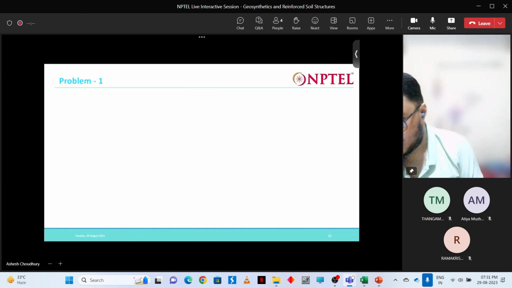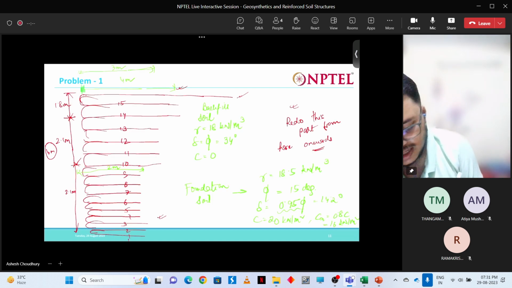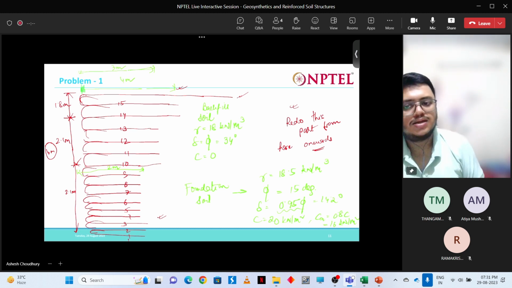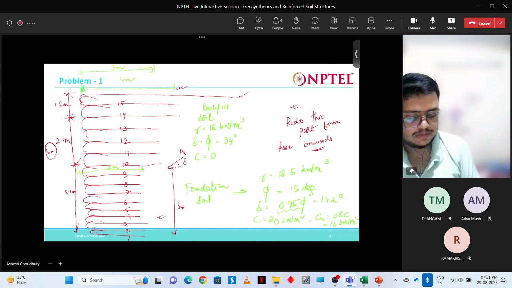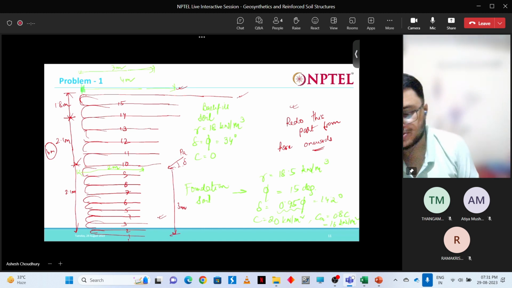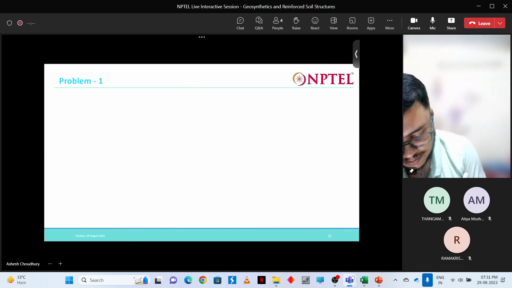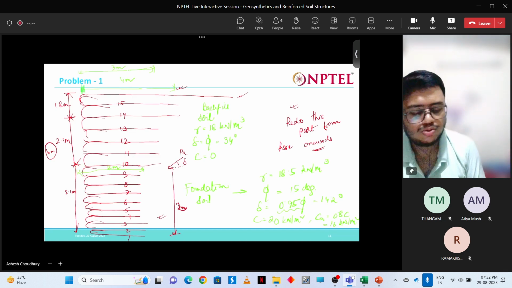So this backfill soil, as you know, there will be one active thrust on the reinforced soil block. We are assuming that PA is inclined at an angle delta to the horizontal. And where will this PA act? At one third of the height. 6 divided by 3 is 2, so 2 meters from the bottom.